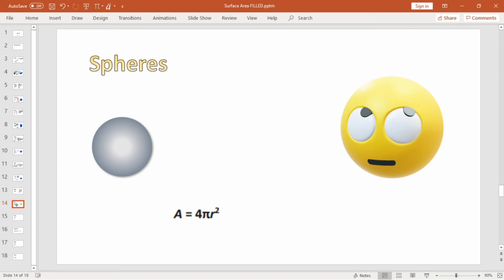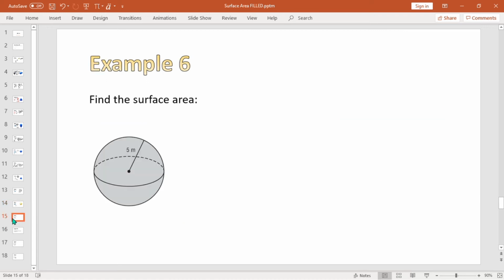Spheres, so your balls. All you need for this one is a radius, and you can figure everything out. Very simple formula for the surface area as well. Here we go. 4 pi r squared. Don't cube the r, that's for volume. So just don't change the formulas because you're trying to find something different.